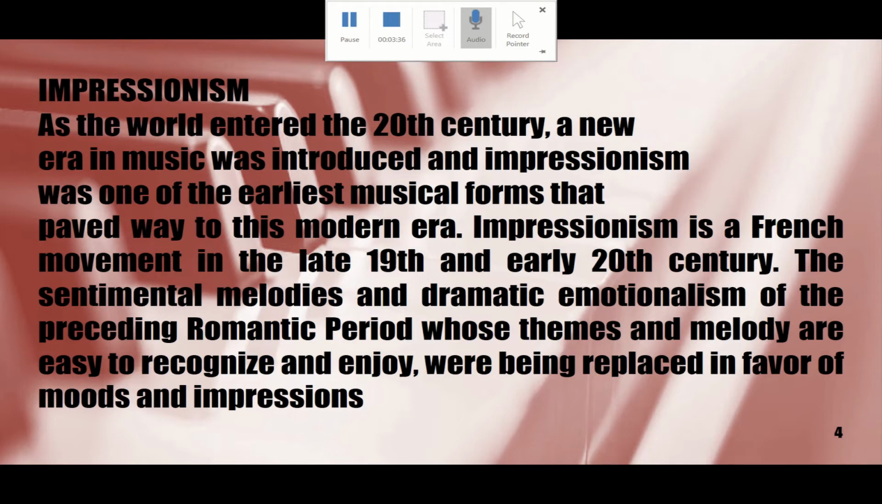Ibig sabihin, ang Impressionism ay kabaligtaran ng Romantic period. There are no predictable melodies. Not easy to recognize and enjoy. So, yun ang Impressionism.